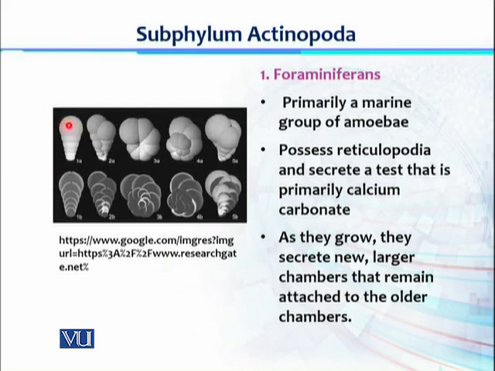As the animal grows, its shell also keeps growing. So they have this smaller side, then the animal grows, and along with it the shell or test also grows. But the older part remains attached to the newly secreted part of the test. So the larger side is the part where the animal currently lives in its larger size. That's how different shapes of shells are observed among these foraminiferans.